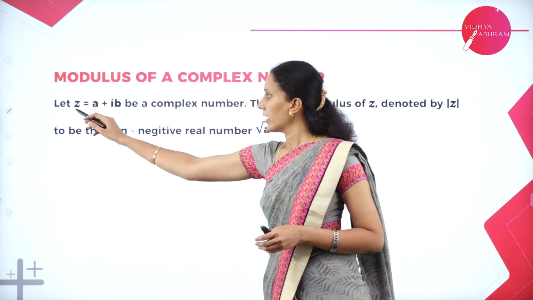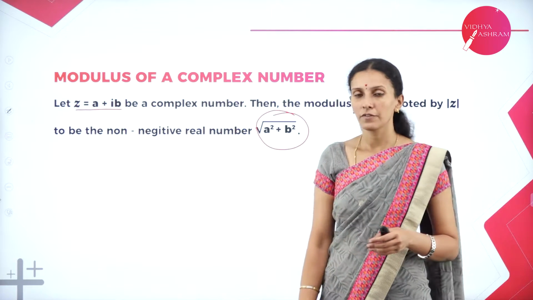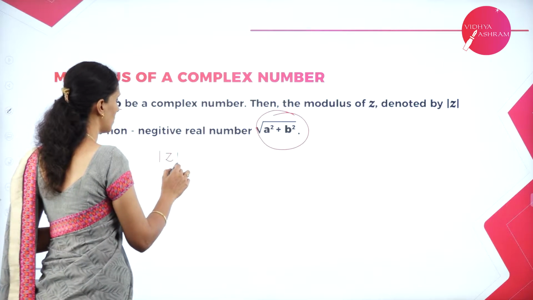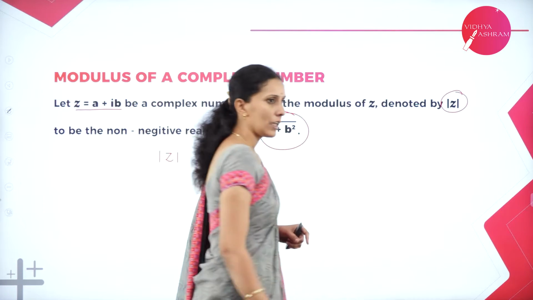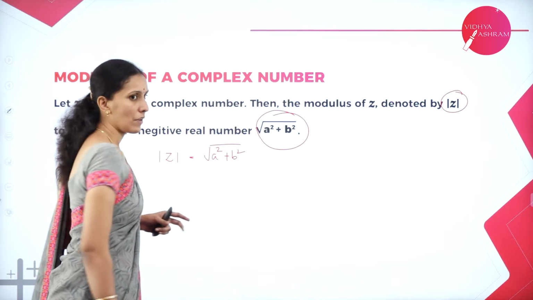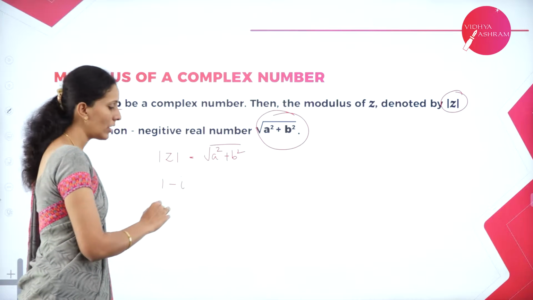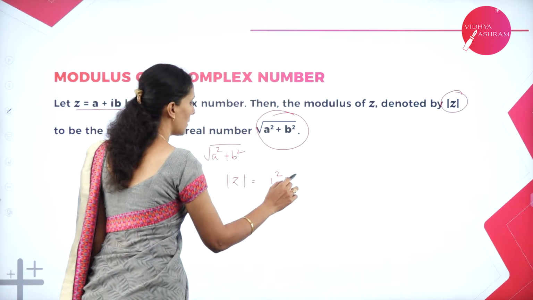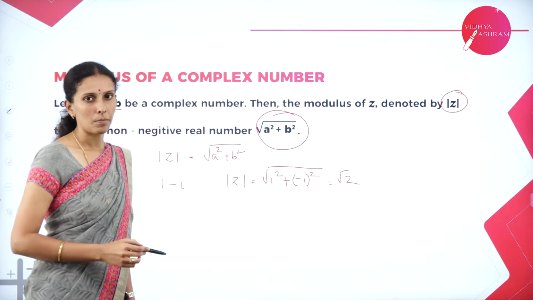If Z is equal to A plus iB, then the square root of A square plus B square gives you the modulus of a complex number. We usually denote it by mod Z. So the symbol mod Z is used here and its value is given by the square root of A square plus B square. Suppose you have a complex number, for example 1 minus i. What is the value of A here? A is 1, B is minus 1 there. So modulus of Z means it is the square root of 1 square plus minus 1 square, which is equal to root 2. So this is the value of the modulus of the complex number.